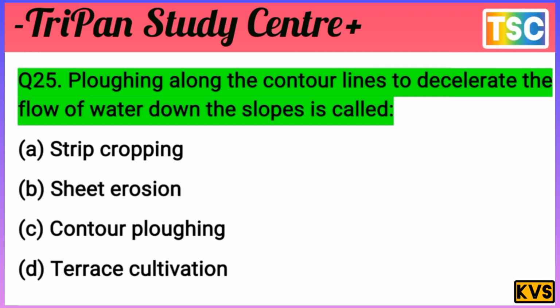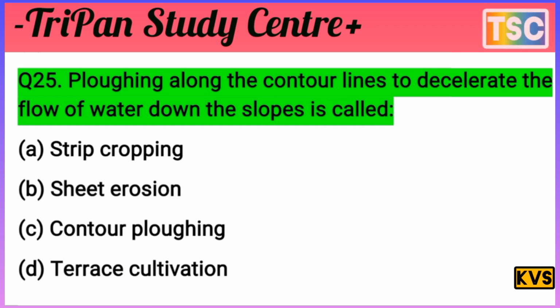The question here: ploughing along the contours, which climbs the declivity and slows the flow of water down the slope, is called. The question is very interesting. The options are strip cropping, sheet erosion, contour ploughing, and terrace cultivation. That is important, and the answer is very easy. First of all, test your knowledge. I give you a few seconds.